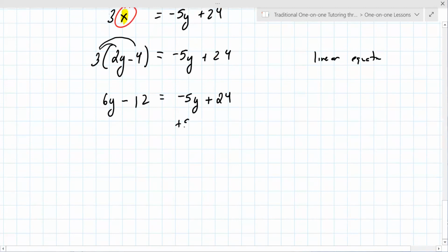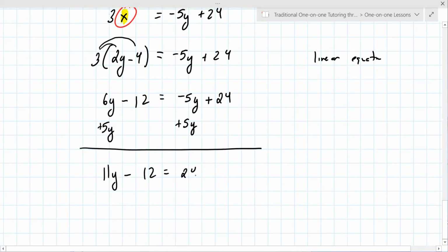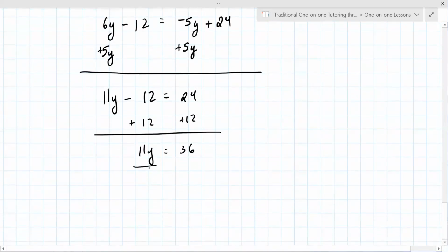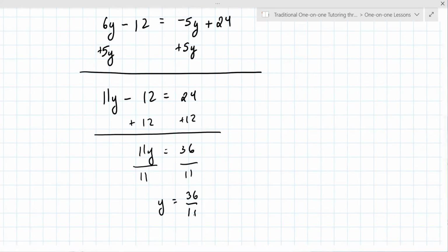So if we add 5y to both sides, 11y minus 12 equals 24. Then you add 12 to both sides. So 11y equals 36. You divide both sides by 11 and y equals 36 divided by 11. And that's what I was looking ahead to, and I'm like, wow, that's not all that nice.